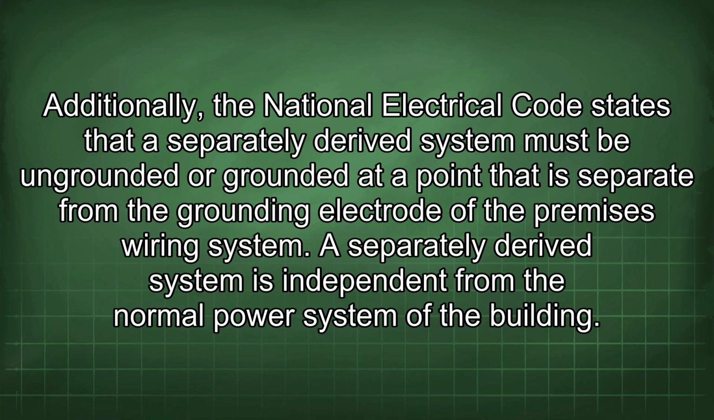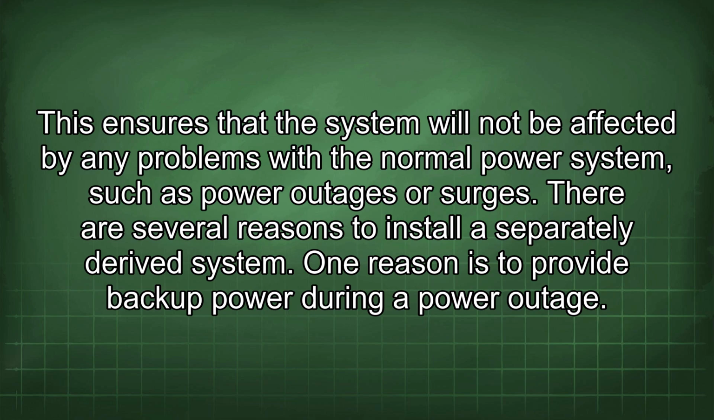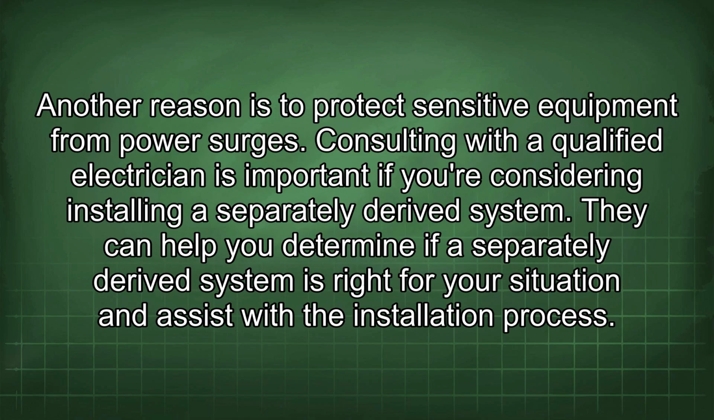A separately derived system is independent from the normal power system of the building. This ensures that the system will not be affected by any problems with the normal power system, such as power outages or surges. There are several reasons to install a separately derived system. One reason is to provide backup power during a power outage. Another reason is to protect sensitive equipment from power surges.